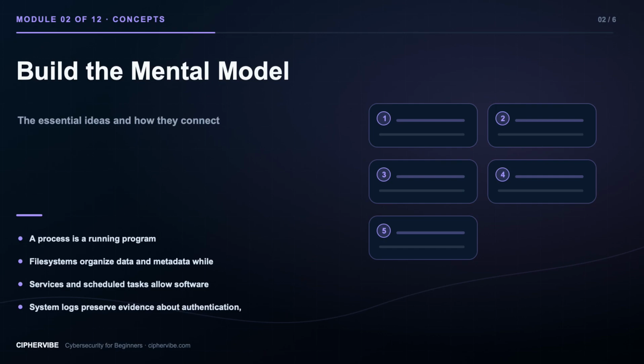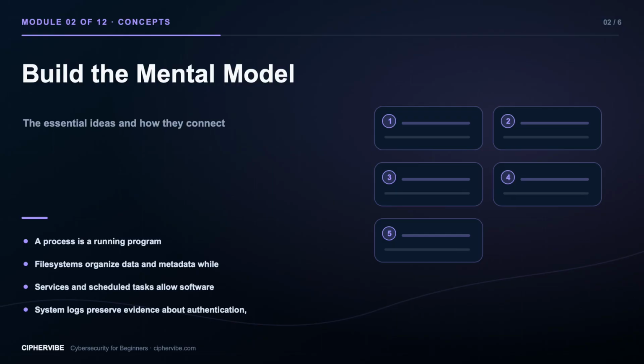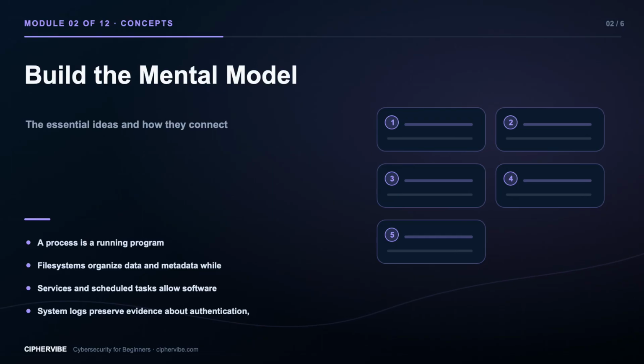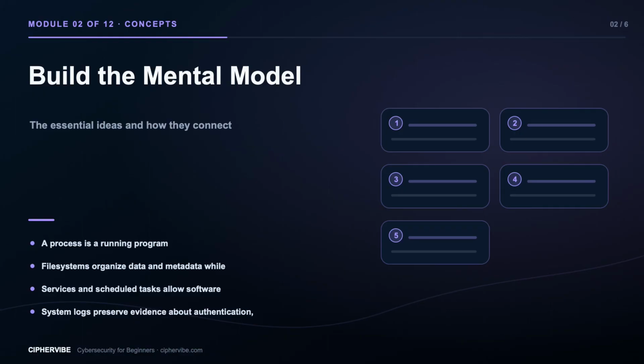Do not study these as isolated definitions. Ask which asset or business service is involved, where the relevant trust boundary sits, which identity performs the action, and what reliable evidence would show that the control worked.